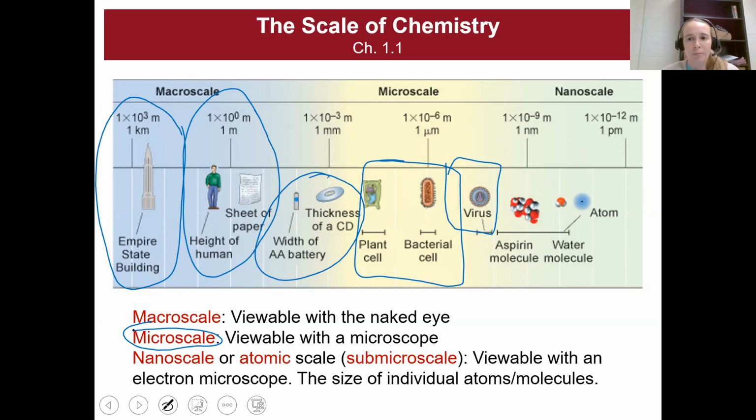And then when we go smaller to individual molecules or even individual atoms, we're on the nanoscale or the atomic scale. And your text calls that the submicroscale or submicroscopic particles. And these are viewable with an electron microscope, and they're on the order of the size of individual atoms or molecules.